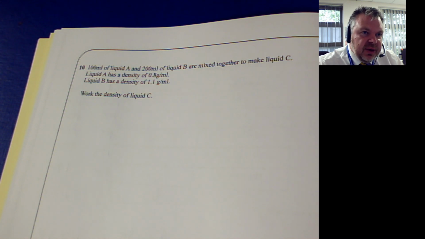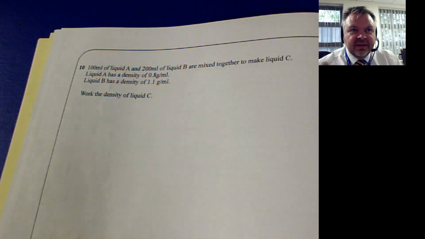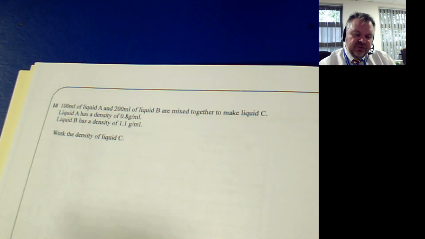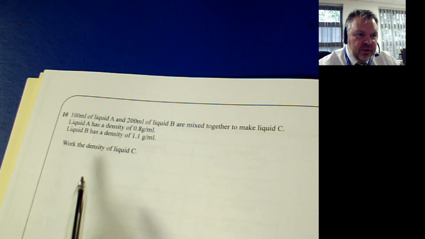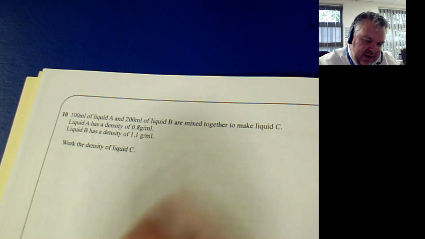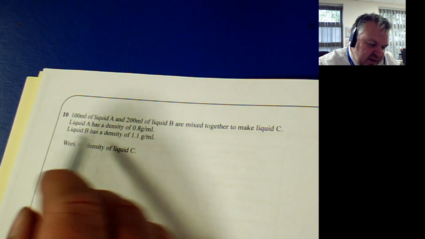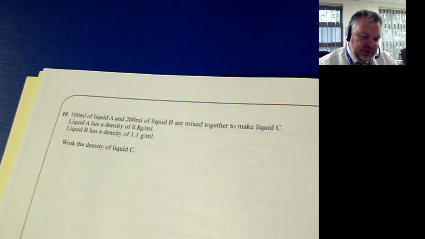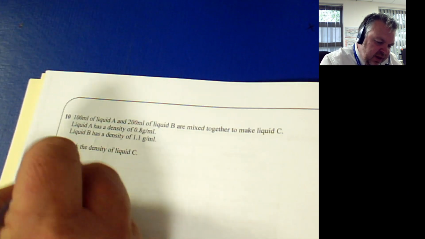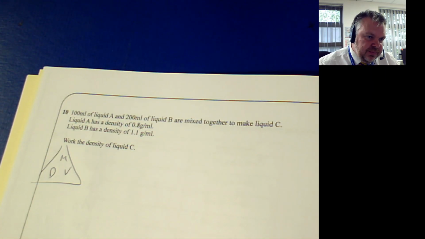Okay, next question then. We're looking at a density question. I feel like I've done similar questions to this with groups in the past. 100 mils of liquid A and 200 mils of liquid B are mixed together to make liquid C. We've got density, we've got mass. It's a density, mass, volume question. Before anything else, let's just write down my DMV triangle, and then from there it'll be much easier to do.